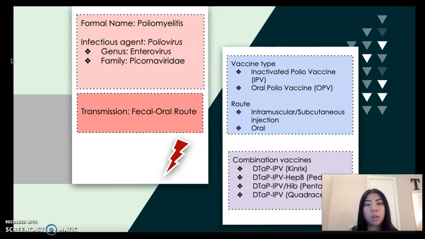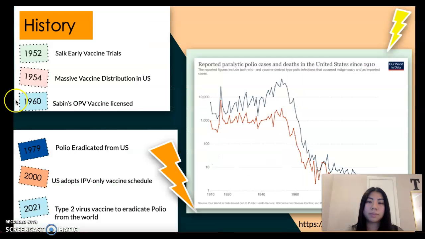So the vaccine types I'll be talking about today are the inactivated polio vaccine, which is an inactivated killed vaccine that is administered in the U.S. It is administered intramuscularly or subcutaneously, and then the oral polio vaccine, which is not used in the U.S. anymore, is a live attenuated vaccine that is administered orally through drops in the mouth. So these are listed down here are combination vaccines, which the IPV vaccine is also administered in combination with other vaccines.